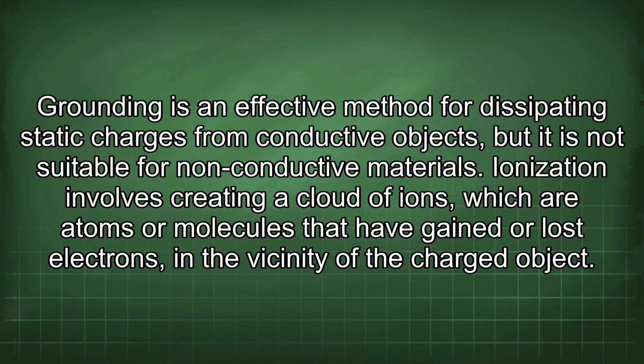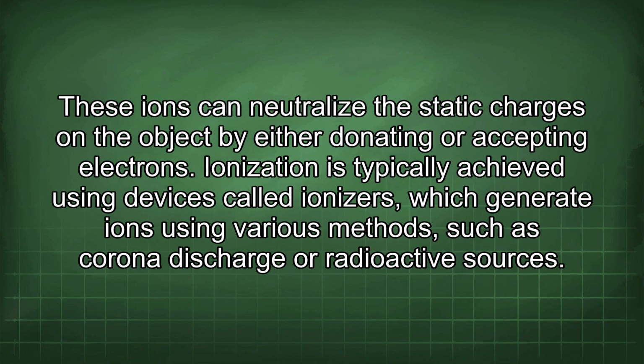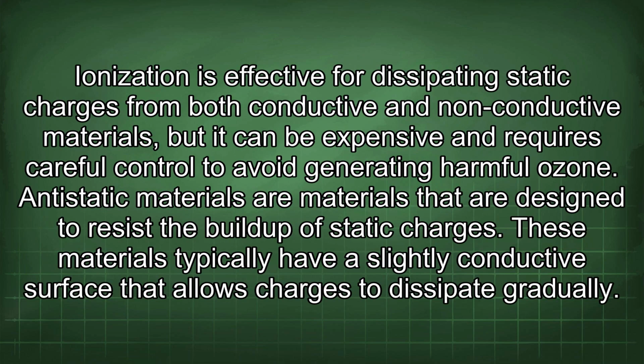Ionization involves creating a cloud of ions, which are atoms or molecules that have gained or lost electrons, in the vicinity of the charged object. These ions can neutralize the static charges on the object by either donating or accepting electrons. Ionization is typically achieved using devices called ionizers, which generate ions using various methods, such as corona discharge or radioactive sources. Ionization is effective for dissipating static charges from both conductive and non-conductive materials, but it can be expensive and requires careful control to avoid generating harmful ozone.